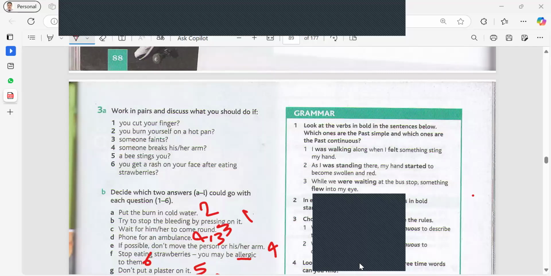Situation 3. If someone faints, you shouldn't pour cold water over their face, and you certainly shouldn't shake them and try to wake them up. You should just leave them to come round. And of course, make sure they are comfortable and not in a dangerous place.